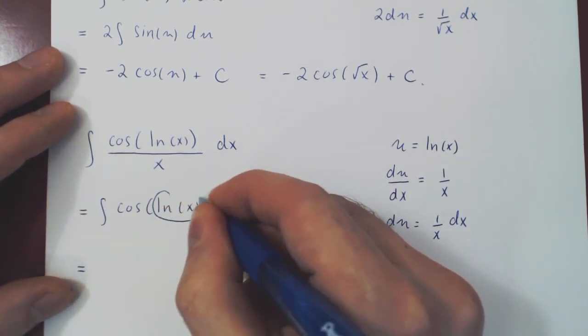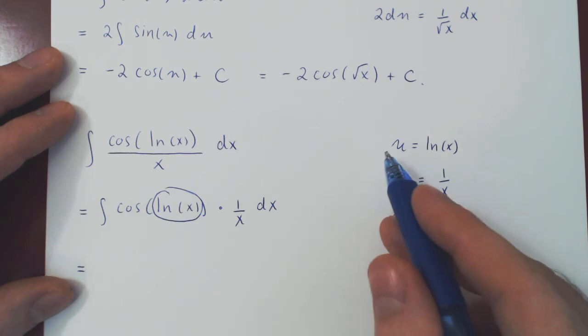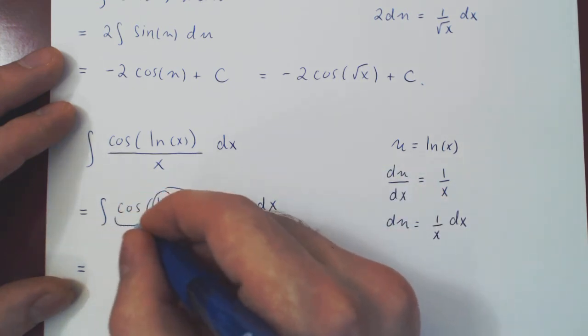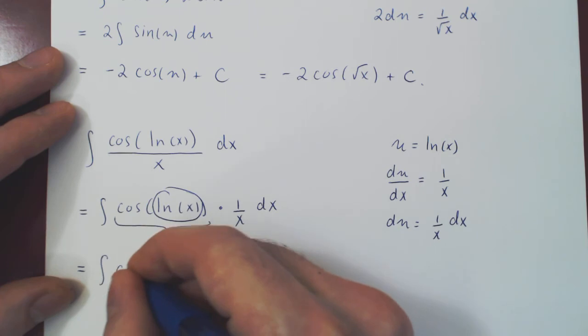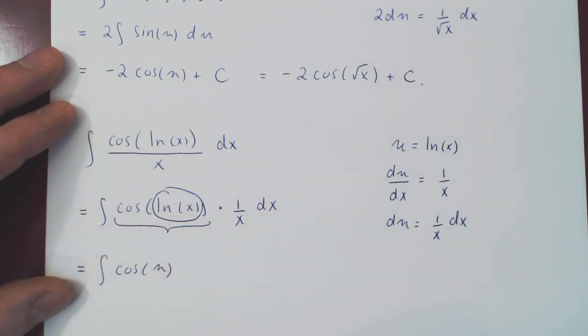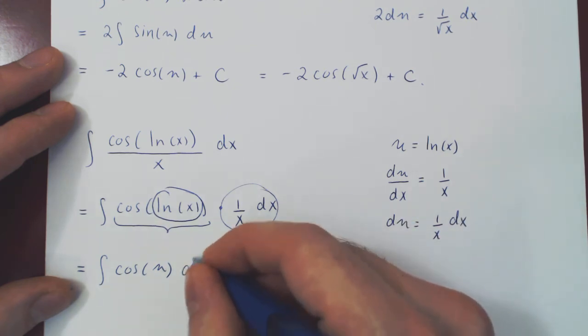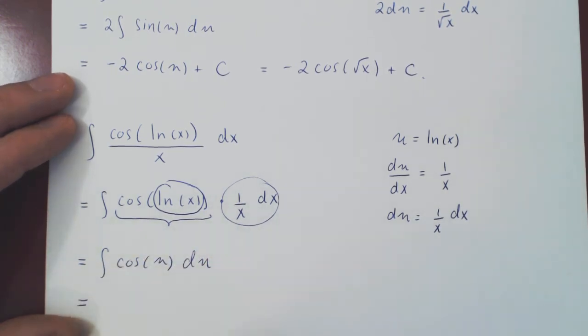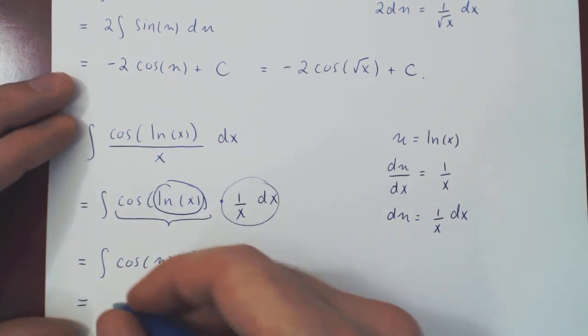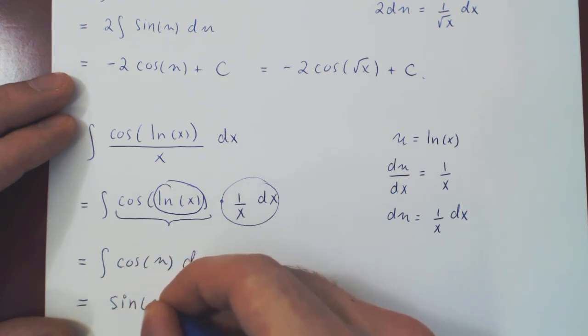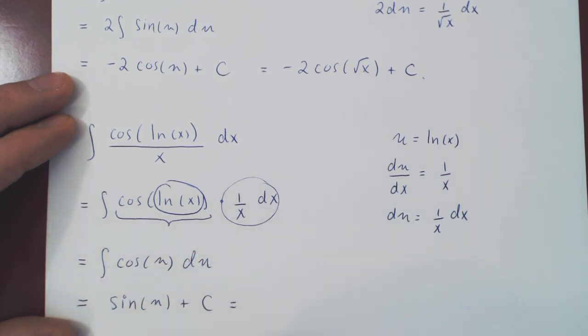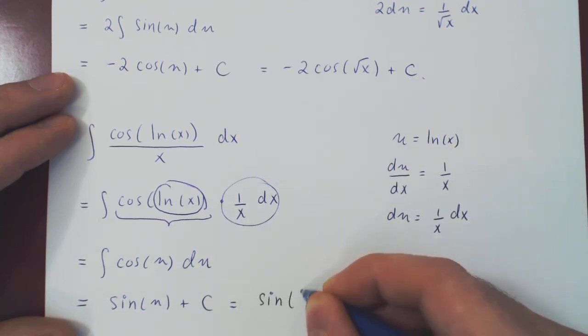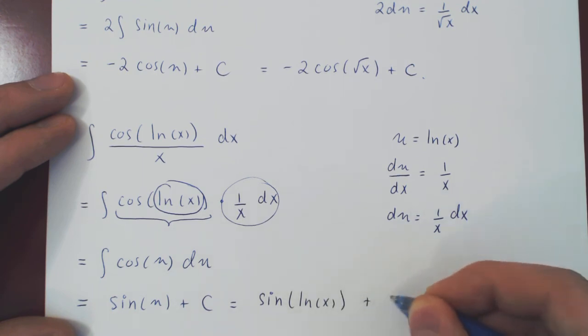Cosine of ln of x. Replacing ln of x by u gives us cosine of u. This takes care of this expression. And 1 over x dx is just du. Once again, this is a rather simple integral. We are looking for a function whose derivative is cos of u. Of course, it is simply sine of u. Going back in terms of x, u was ln of x. So our final answer is the sine of ln of x plus c.